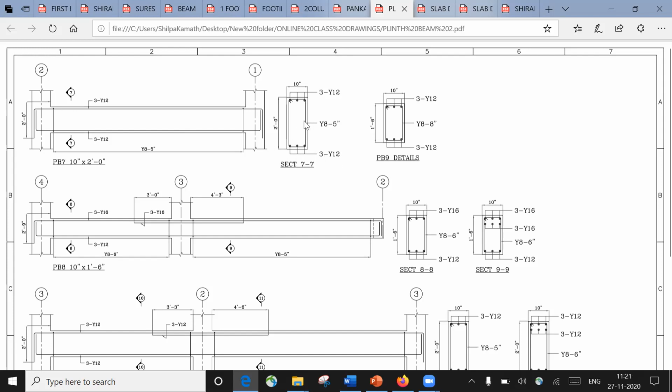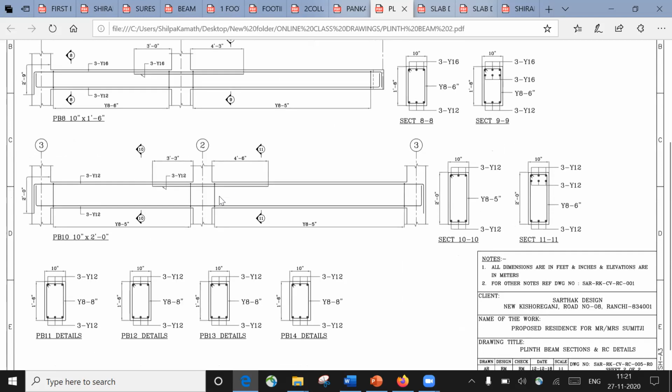And what is the stirrup that you need to use? You need to use 8 dia stirrup. And what is the center to center spacing? It has to be 5 inch, that is 125 center to center spacing. So in this way you are going to get typical plinth beam details, RC details. Based on that, all the reinforcement will be arranged here, right? Anyhow, I explained all these things in the lecture. You can watch it from there.